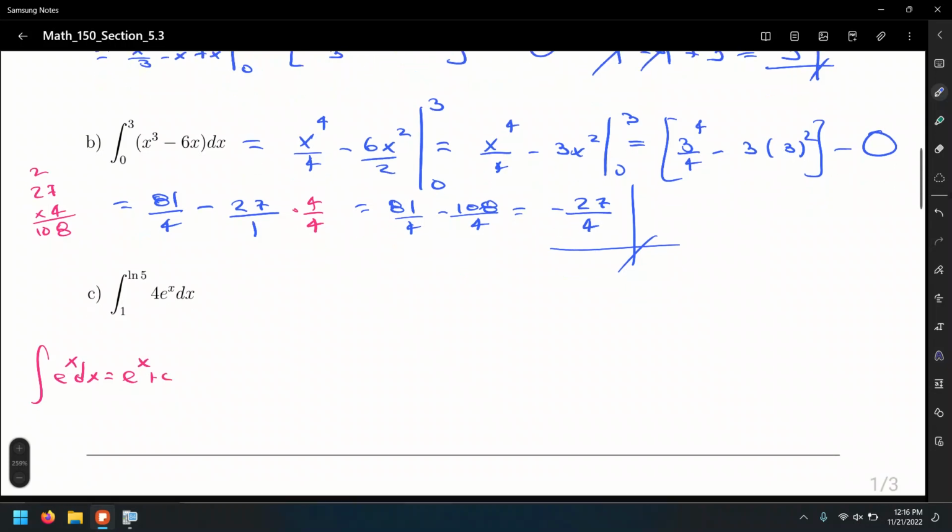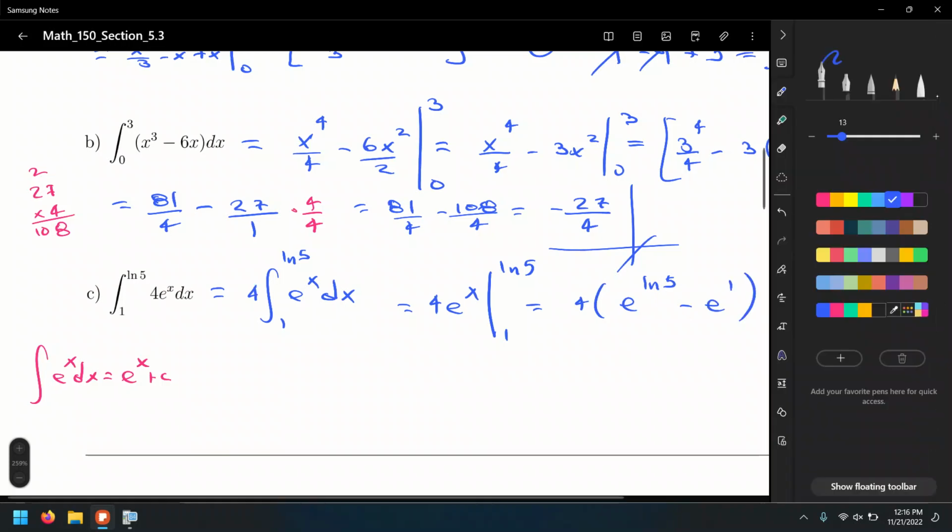All right. Well, so this is the same as saying 4 times the integral of e to the x from 1 to ln of 5 with respect to x. And well, the integral of e to the x is itself e to the x evaluated from 1 to ln of 5. And don't forget this factor of 4 that I wrote outside. And as usual, just evaluate at the upper limit and evaluate at the lower limit. That's 4 times e to the ln of 5 minus e to the first power.